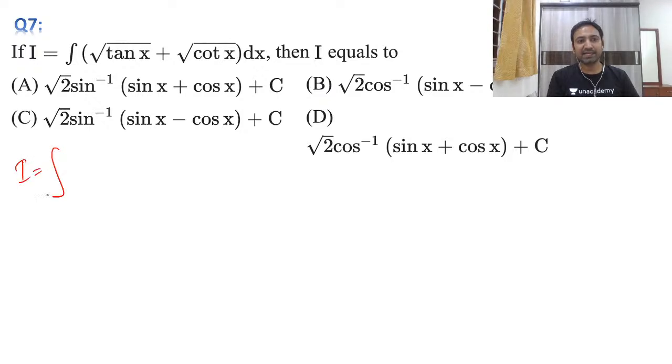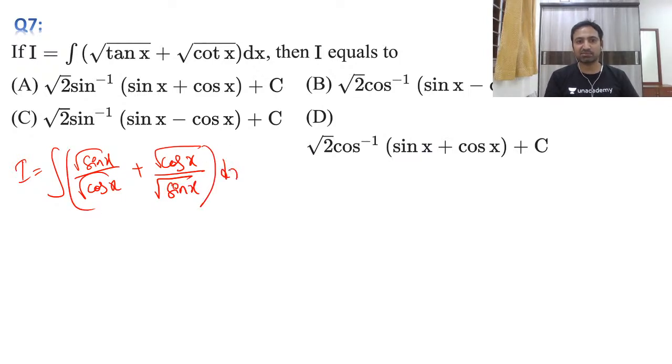I equals integration of root sin x by root cos x plus root cos x by square root of sin x, into dx. Now you can take the LCM and simplify this, guys. Let's take the LCM. If I take the LCM, see, the numerator is sin x plus cos x only, guys.